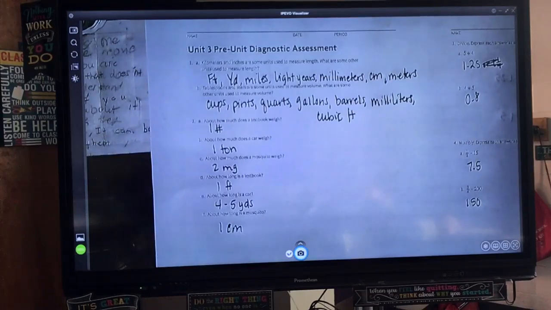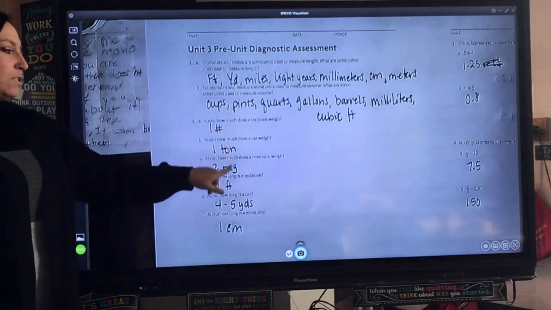Number 2, it says about how much does a textbook weigh? About 1 pound. About how much does a car weigh? 1 ton. About how much does a mosquito weigh? 1 to 2 milligrams. About how long is a textbook? About 1 foot. About how long is a car? 4 to 5 yards. And about how long is a mosquito? 1 centimeter.